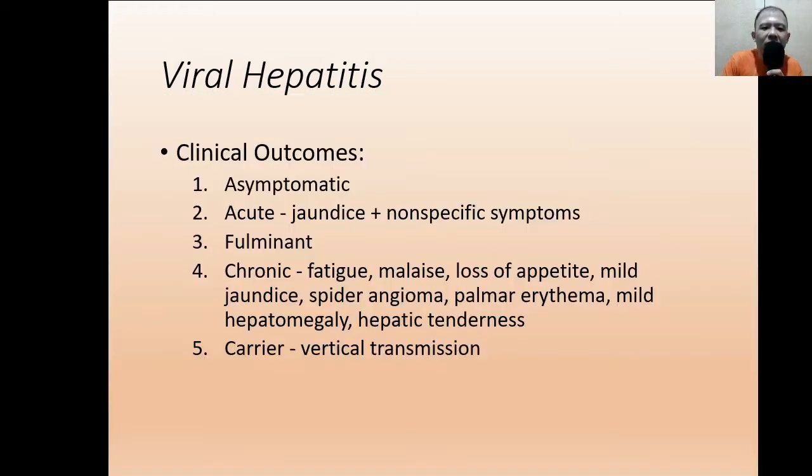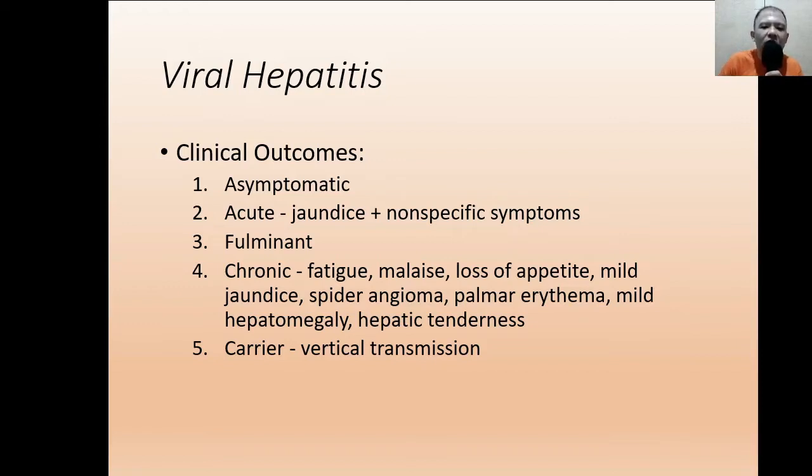So the clinical outcomes of viral hepatitis, you can have any. The patient may be asymptomatic. The patient may have acute manifestations such as with jaundice. Fulminant. So fulminant means that the hepatitis has become full blown, and it can result in death. Chronic phase. When we say chronic, it has undergone some acute phase. After a long time, the liver still survives and it's already in chronic state.